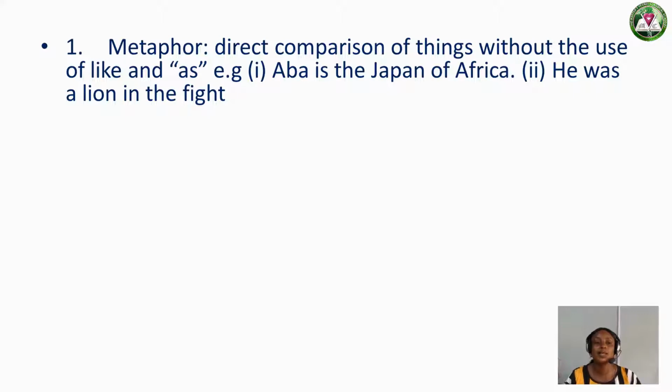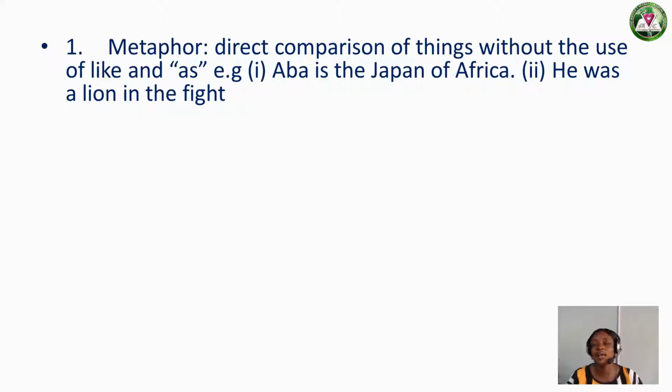Now, the first one we are discussing now is metaphor. So we say metaphor is direct comparison of things without the use of like and as. It's as simple as that. Because simile also compares like metaphor, but in metaphor, we don't use like and as we use in simile. So we can say that Aba is the Japan of Africa. That's metaphorical.